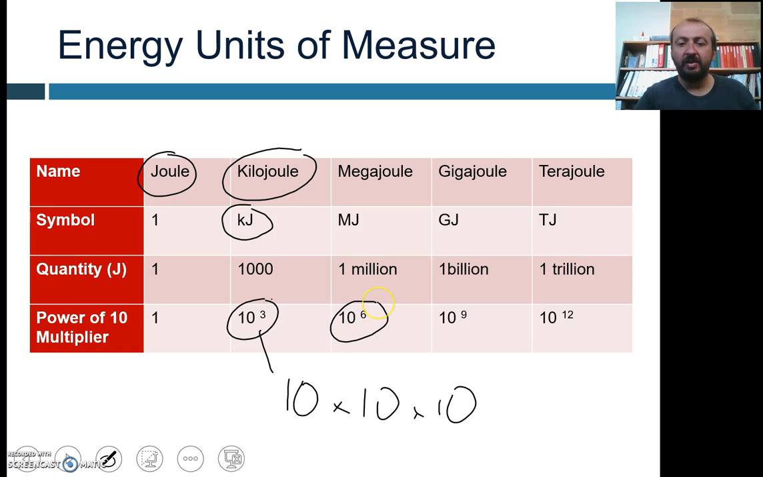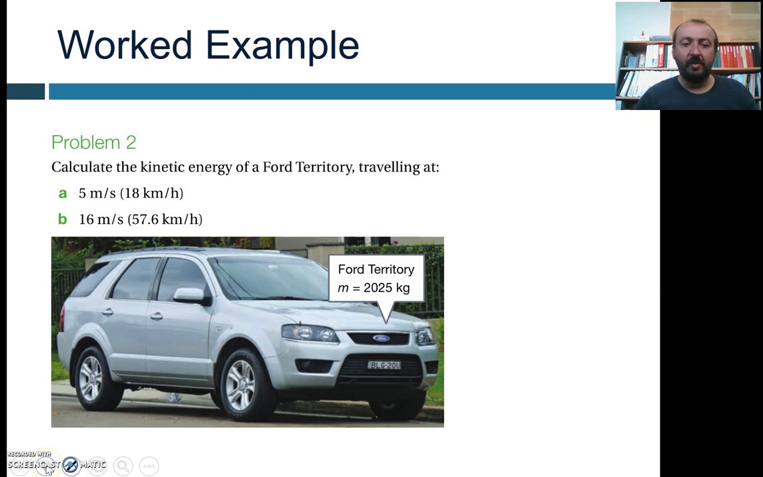Mega is 1,000,000 joules, 10 to the 6. A gigajoule is 1 billion joules, and a terajoule is 1 trillion joules. So you could say a megajoule is 1,000 kilojoules, and a gigajoule is 1,000,000 kilojoules. You could have a chart that way as well. We need to keep that in mind.